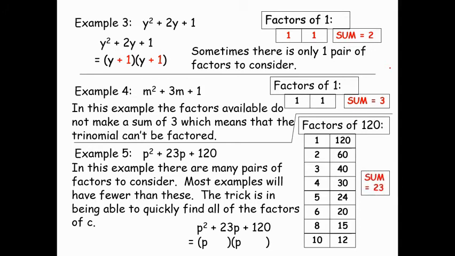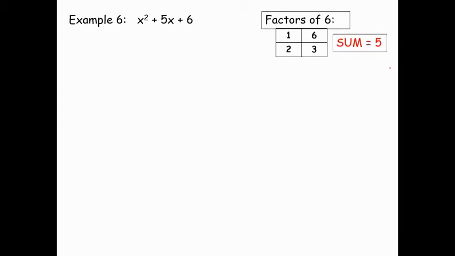Okay? Notice that 8 and 15 equals the sum of 23, and that is our solution. All right, we are going to look at this one. We have x squared plus 5x plus 6. That means we need a sum of 5. Well, that means that this is just x plus 2 and x plus 3.